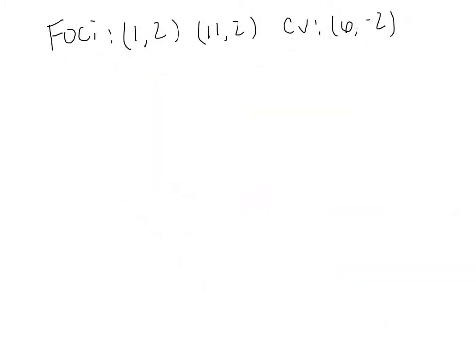So here we're given some foci, and we're given a co-vertex. We want to find the equation for this particular hyperbola. Well, to get started, I'm going to sketch a graph. I know my foci are 1, 2, and 11, 2. So I'm going to have a point at 1, 2, and 11, 2. Now, the foci happen along the transverse axis, where all the important stuff goes. So this gives us a clue as to the direction of our hyperbola. This is a horizontal hyperbola because the transverse axis is horizontal.